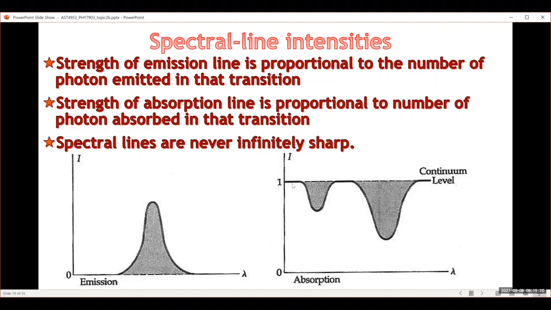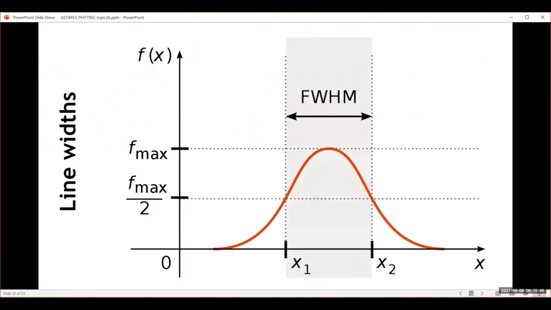And here we've got one where we start at the level of light that we would have before it passed through our gas, and then we can see how many photons are missing. Again, that is the area underneath the continuum level. Notice that these are kind of Gaussian shaped. They may be Gaussian, they may be not quite, but they are definitely never infinitely sharp. And we're going to get into that shortly.